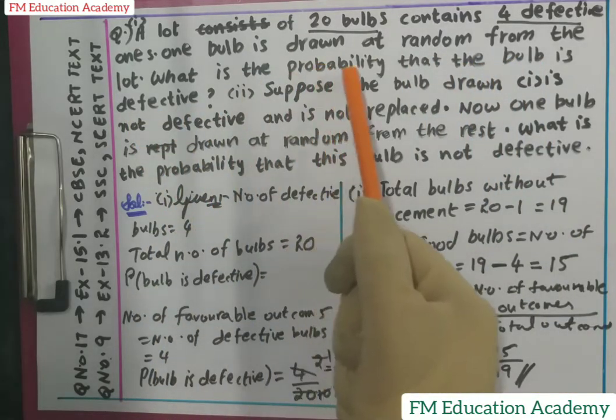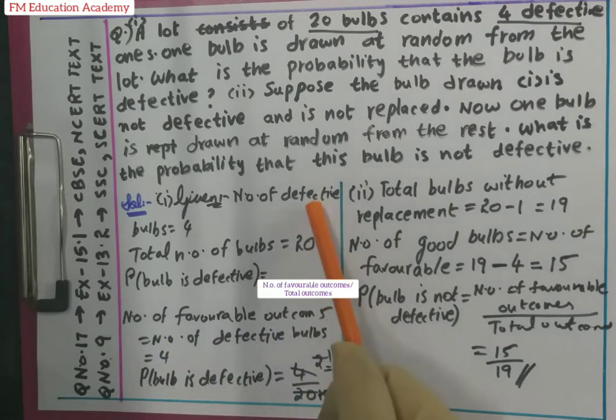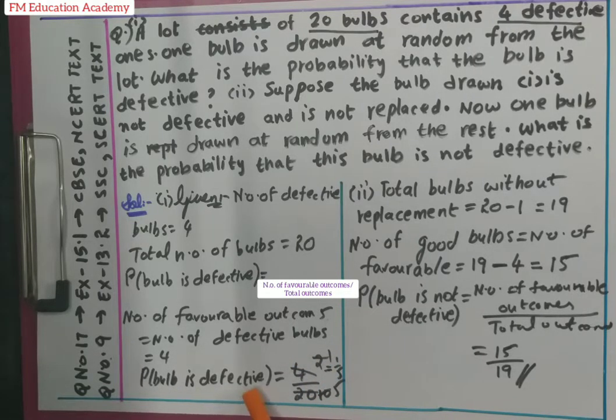The probability, the chance that the bulb is defective, will be equal to number of favourable outcomes by total outcomes. And number of favourable outcomes means number of bulbs which are defective, because I have to find the probability of a bulb which is defective. So number of favourable outcomes is equal to number of defective bulbs, that is 4. And total number of outcomes, I already know, is 20, because total number of bulbs is 20. So probability is 4 divided by 20. 2 2s are 4, 2 10s are 20. So the answer of the probability that the bulb is defective is 1 by 5.